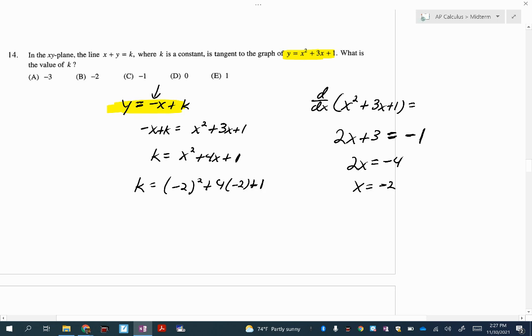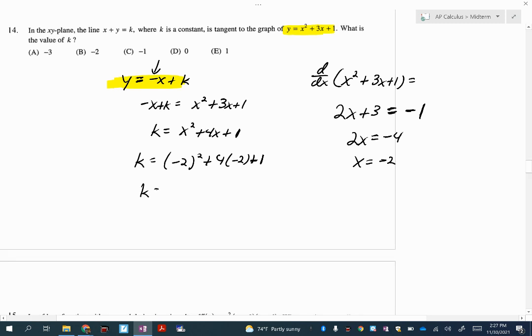Again, I know it's pretty complicated. It's also been since one of the first lessons that we did on calculus back in September. It's going to be 4 minus 8 plus 1. So 4 minus 8 is negative 4. Negative 4 plus 1 is negative 3. All right, but again, you can use Desmos to confirm if you'd like.